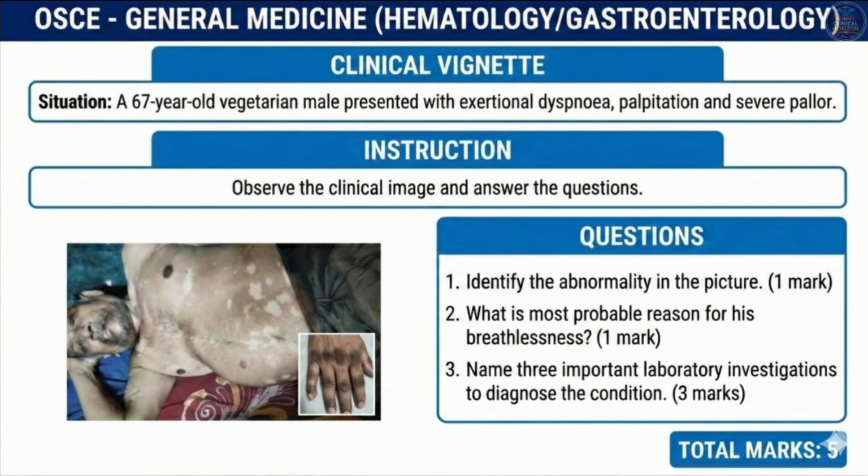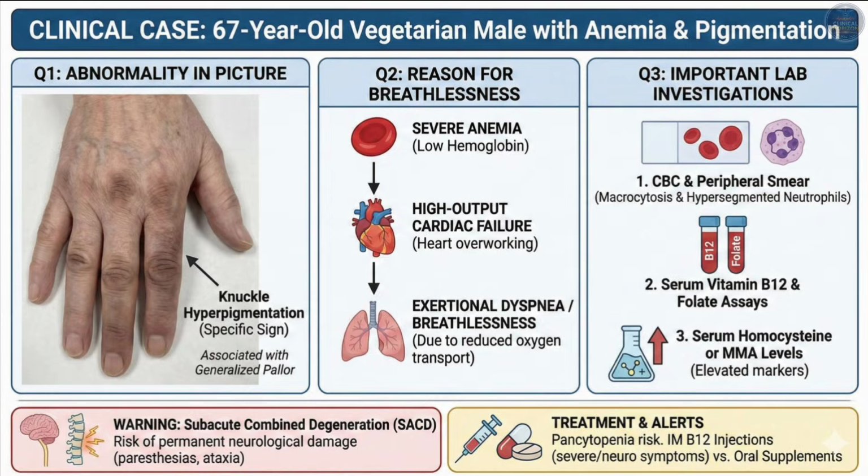Read the clinical scenario. It gives you the etiology before you even see the patient. The patient: 67-year-old vegetarian male. Strict vegetarianism is the primary cause of vitamin B12 deficiency in our setting. The symptoms: exertional dyspnea, palpitation, and severe pallor. This is the definition of symptomatic anemia. The heart is working overtime, which causes palpitations, to compensate for low oxygen carrying capacity.